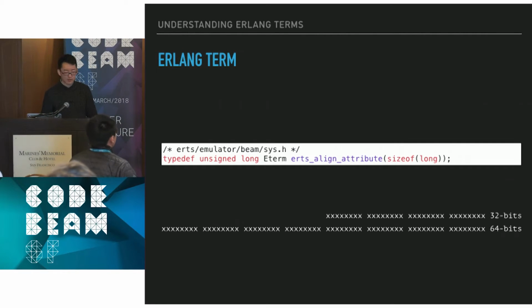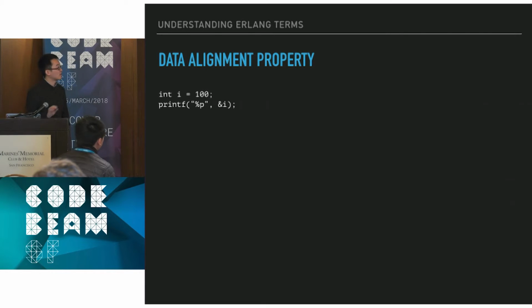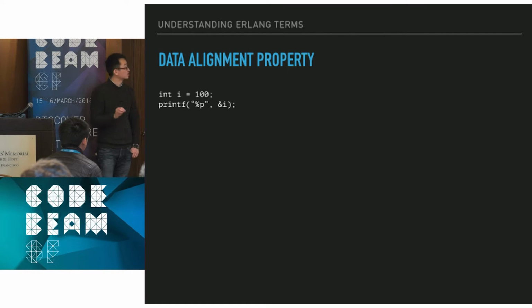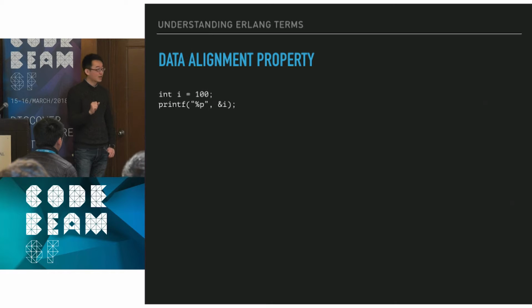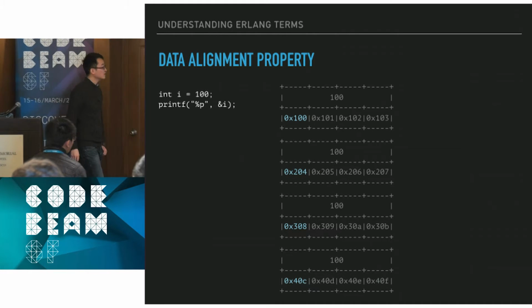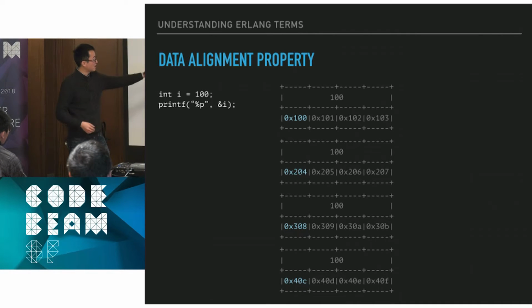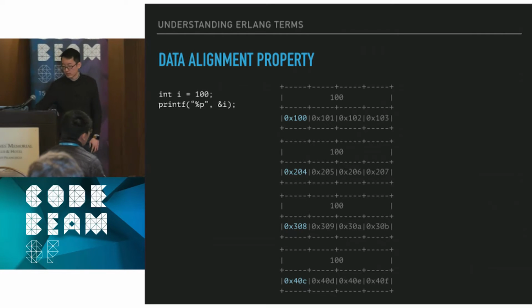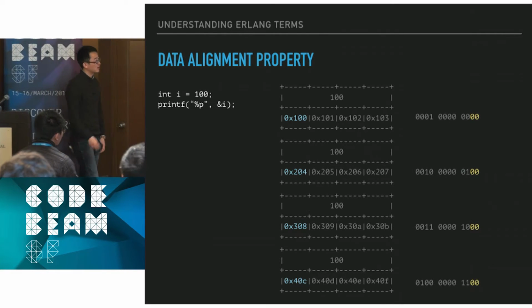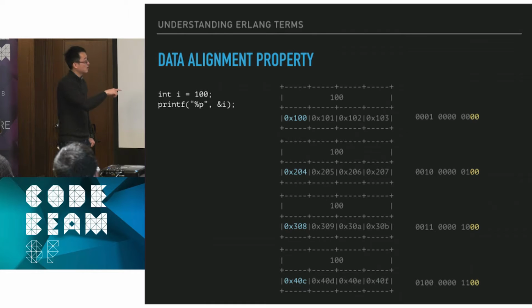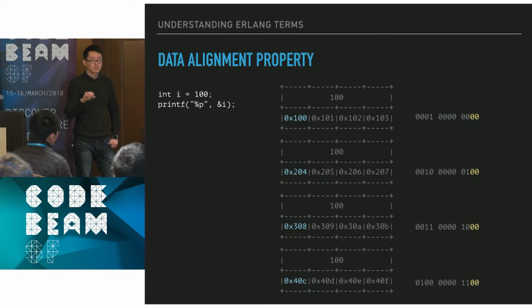Okay, so here there's something called the data alignment property. For example, here is a very simple C code. We have an integer with a value of 100, and then print the pointer of that integer. Assume we are running it 4 times. As you can see, each time this blue part is the returned address. If we put that into binary and look at the 2 least significant bits on the right-hand side, the yellow part would always be 0.